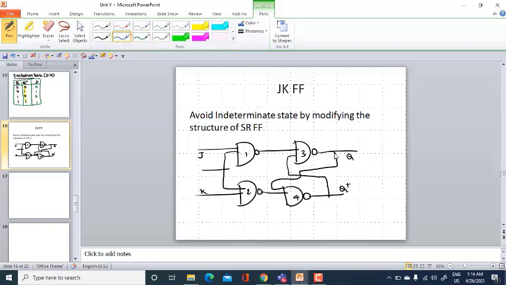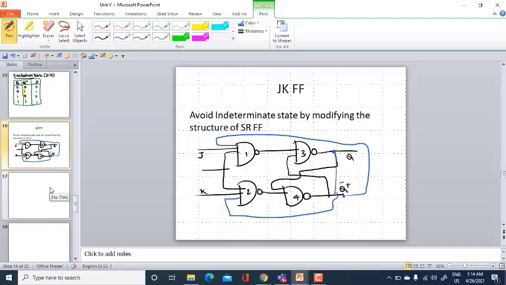See here, output Q will be connected as an input to the second NAND gate. And similarly, this output Q bar will be connected as a third input to your first NAND gate. This is the structure of your JK flip-flop.